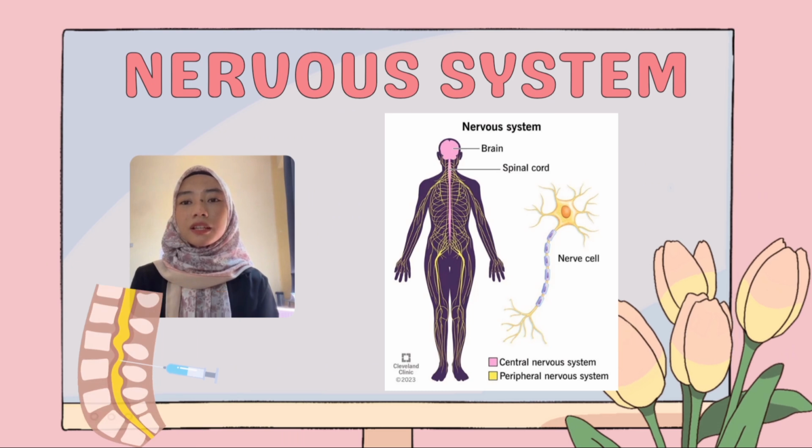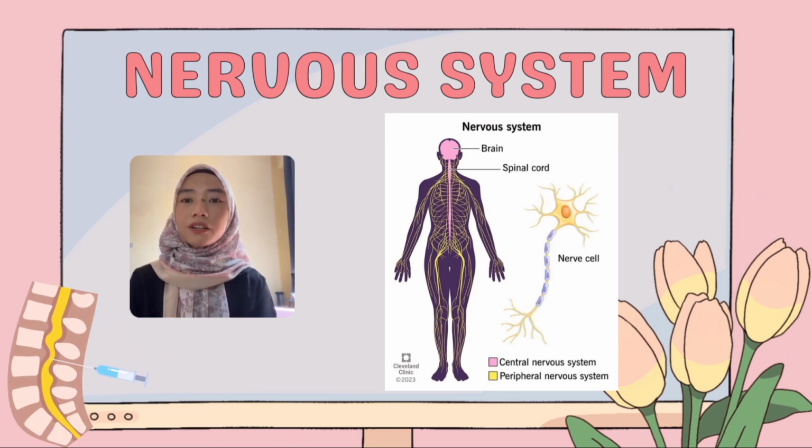There are three systems that are related to anesthesia. First is the nervous system. The nervous system is divided into two, which are the central nervous system and the peripheral nervous system. The central nervous system consists of the brain and spinal cord. There are neurons, which are cells in the brain and nervous system that send and receive electrical and chemical signals, transmitting information to other neurons, muscles, and tissues throughout the body.